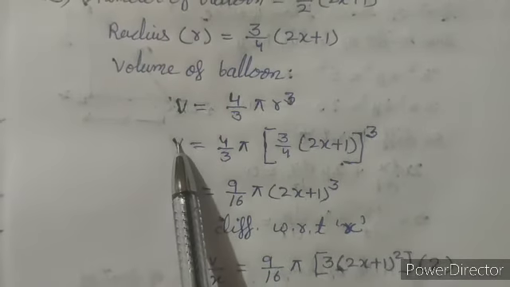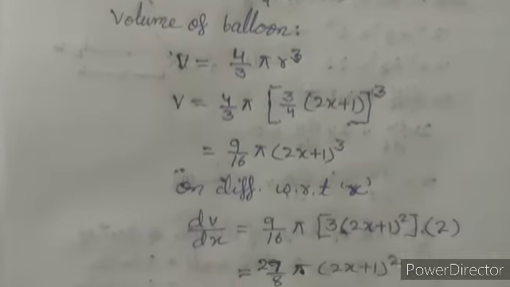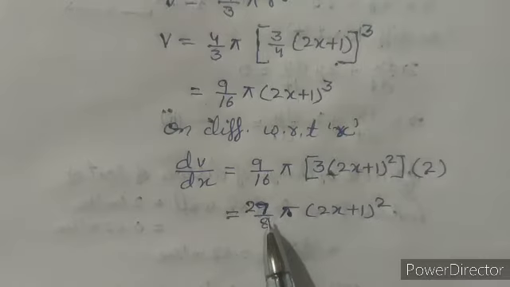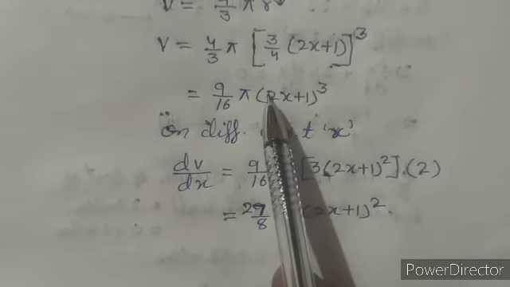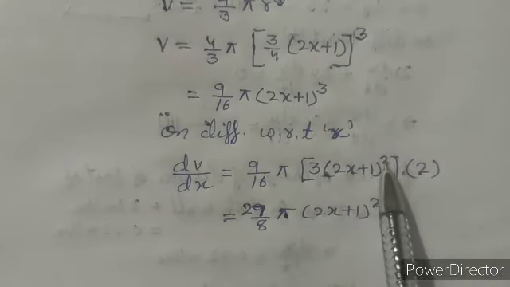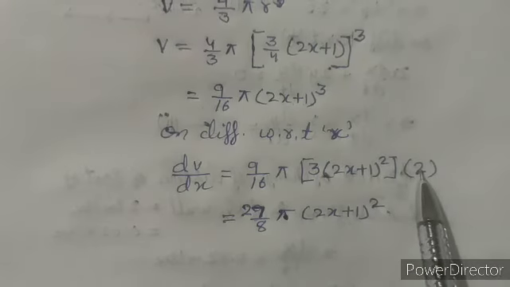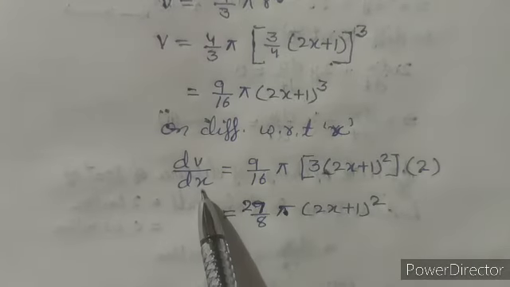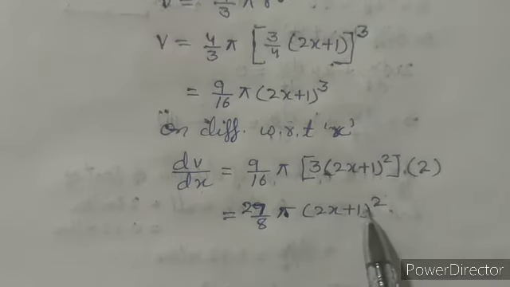Now we have to find the rate of change of volume with respect to x, so we will differentiate both sides with respect to x, and this will give us dV by dx equal to 27 upon 8 pi into (2x plus 1) whole square, as d by dx of (2x plus 1) cube will be 3 into (2x plus 1) square into d by dx of (2x plus 1), that will be equal to 2. So we can say that the rate of change of volume with respect to x is 27 upon 8 pi into (2x plus 1) square.